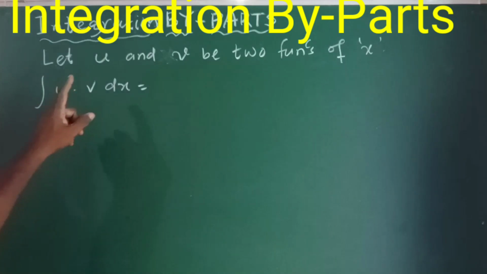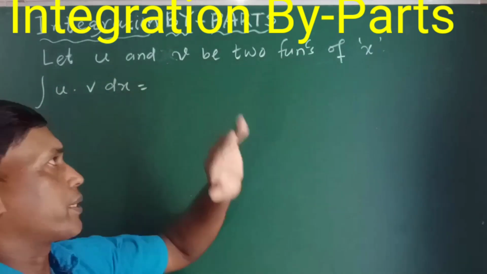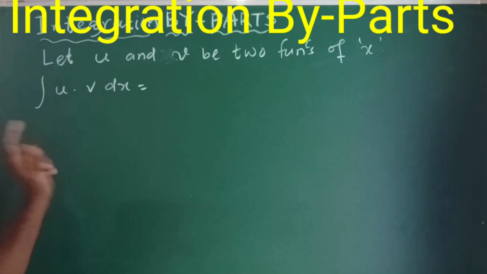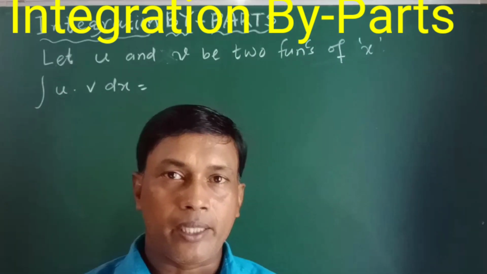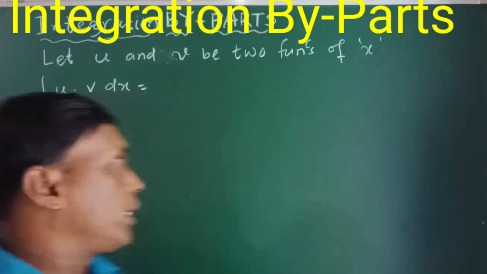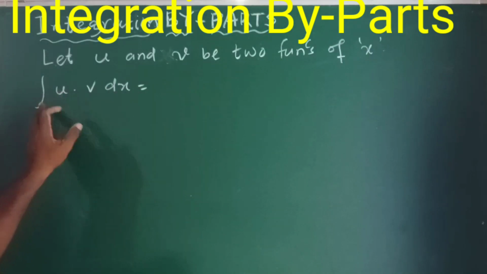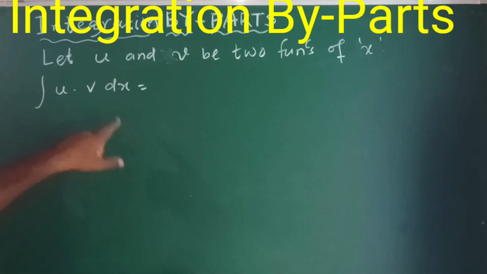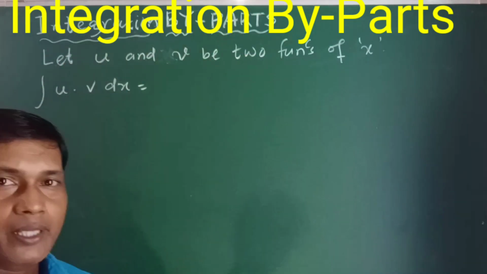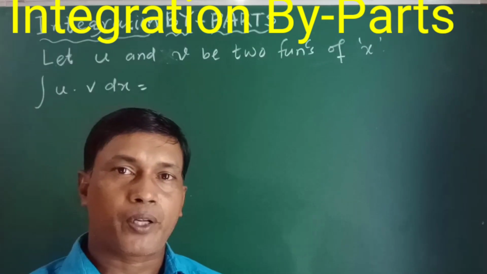Let u and v be two functions of x. Now u into v is the product of two functions u and v, and our aim is to integrate u into v. So integration of u into v, integration of a product of two functions, is known as integration by parts.